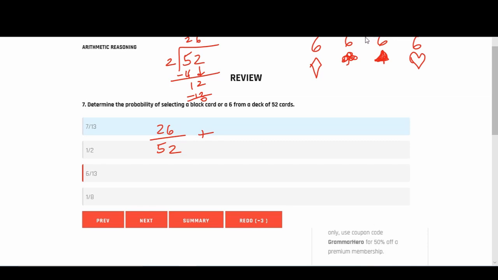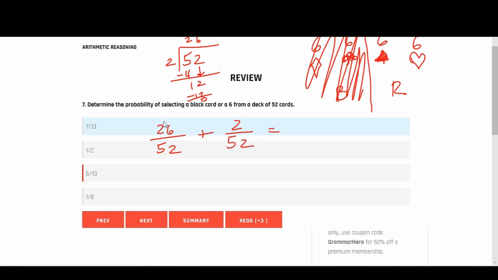And again, 2 of these are black and 2 of these are red. Okay? So we know that we've already included 2 of the black ones in this 26. In other words, we can only add 2 of these because the black ones we included over here were already included in our count. Of these 26 cards in there, 2 of the 6s are going to be black. So we know that the odds of picking a 6 that is not black is going to be 2 out of 52.